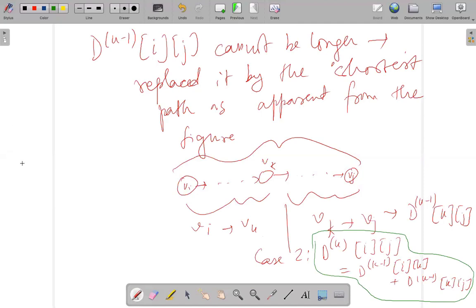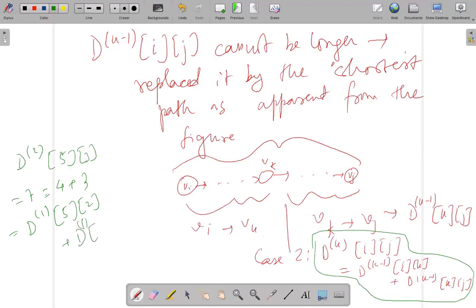So an example for our particular use case graph is, see, D^2_53, if you see, is equal to 7, which is equal to 4 plus 3. This is D^1_52 plus D^1_23. Okay. So this is how you solve the problem using the optimal substructure idea.